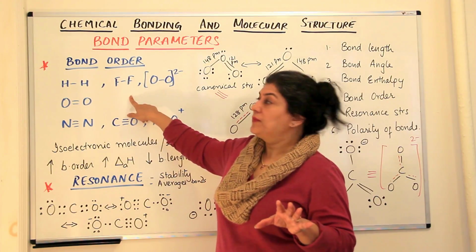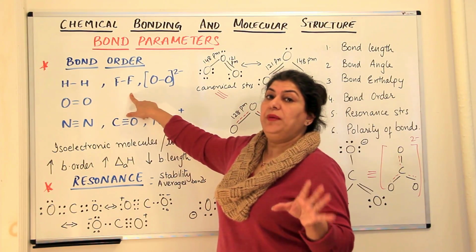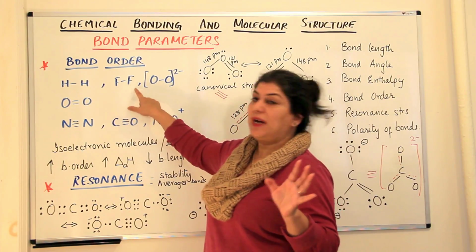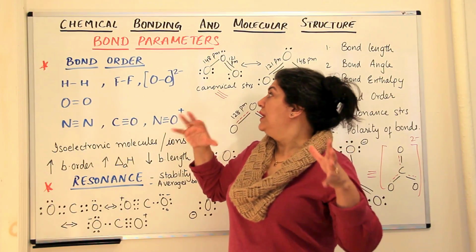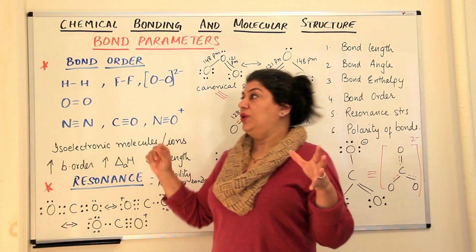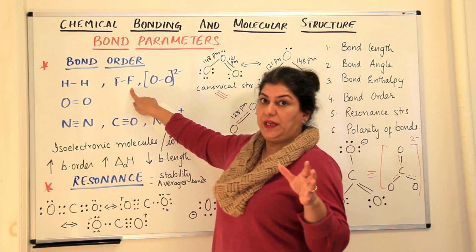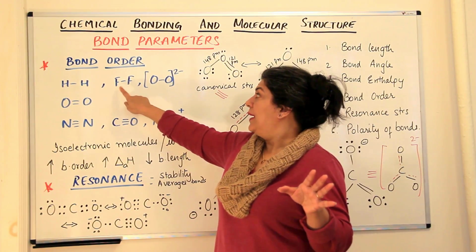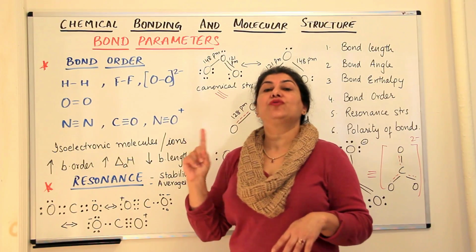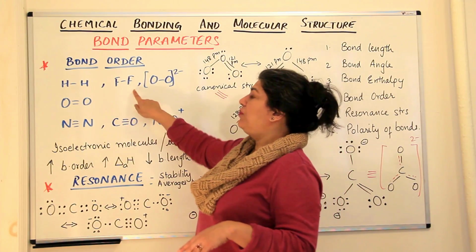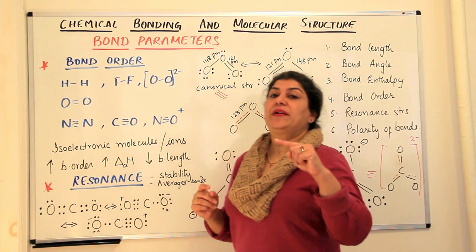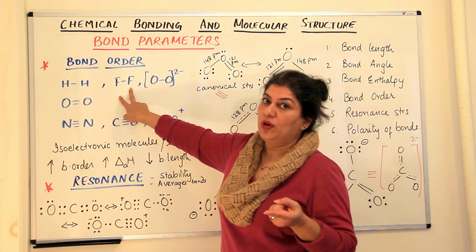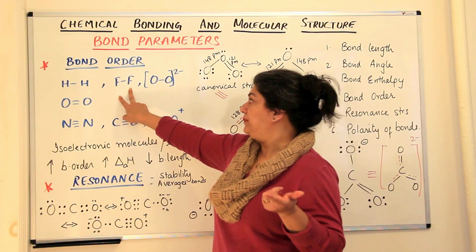Isoelectronic means molecules which have the same number of electrons, and they usually show the same bond order. For example, fluorine and fluorine. Each fluorine has 7 electrons in its outermost shell, and in order to complete the octet, it needs to form one bond. Therefore, the fluorine molecule is formed by sharing one pair of electrons between the two fluorines, resulting in a single bond, and hence the bond order is 1.